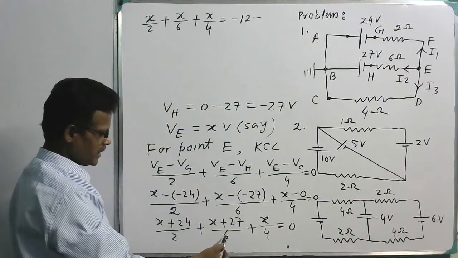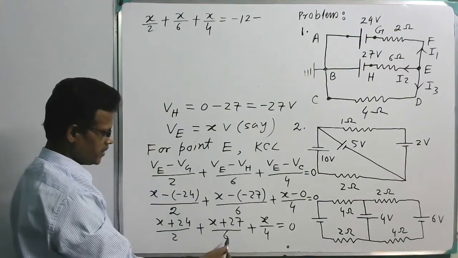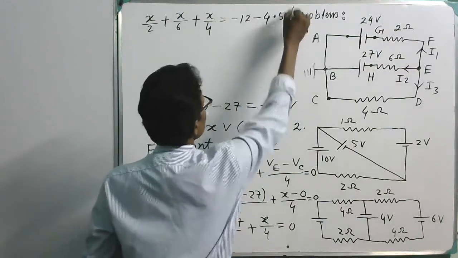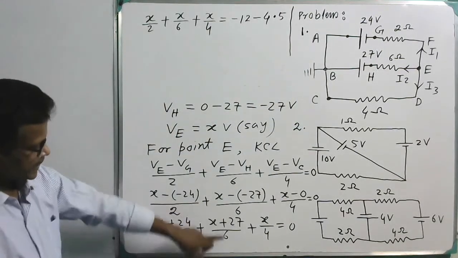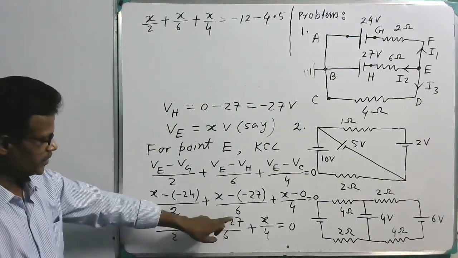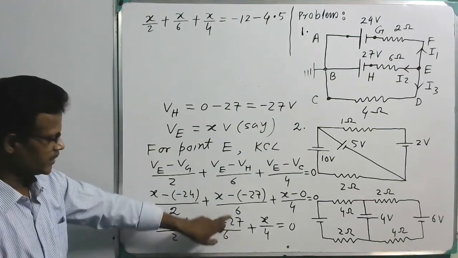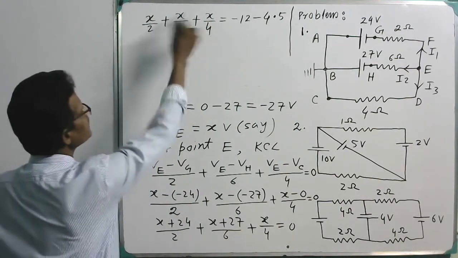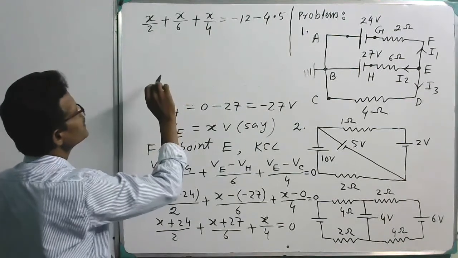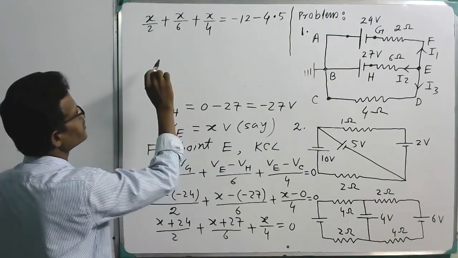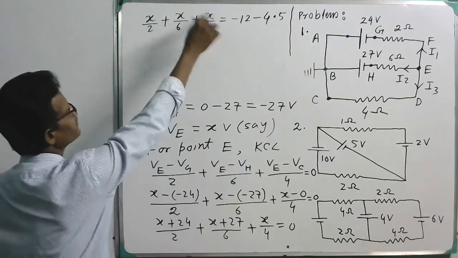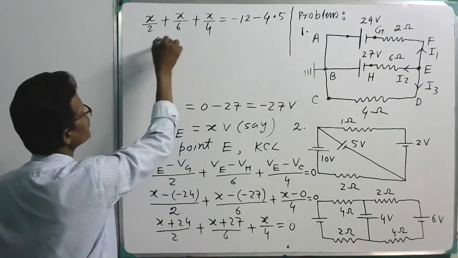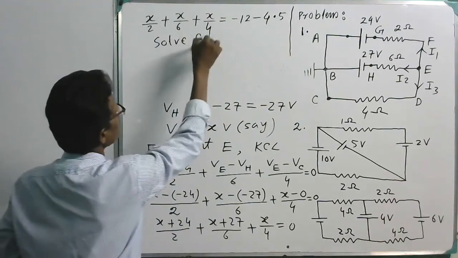So 9/2, or this is 4.5. This is 27/6, or it will be 3, 2, and 3, 9, 9/2 or 4.5. So the LCM of 6, 4, 2 will be 12. So multiply by 12 on both sides. Then it is solved. Solve for x.